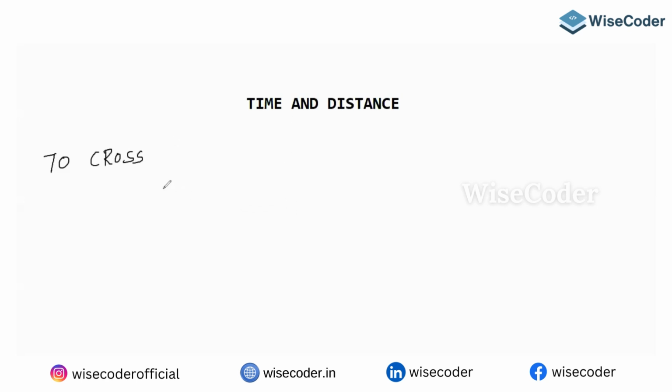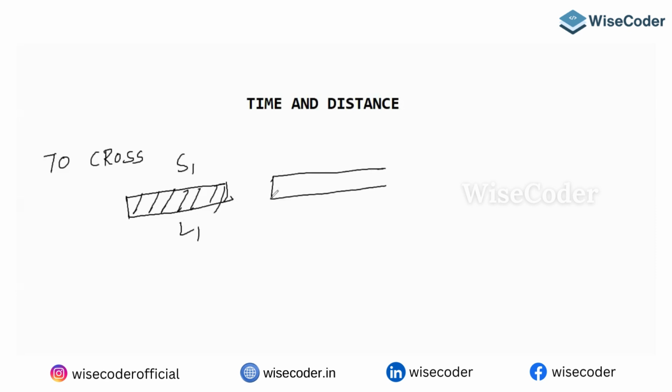Let's say there is a train like this, with length L1 and speed S1. There is another train with length L2 and speed S2. If both are moving, they'll ask at what time the two trains will meet, or at what time they'll cross each other.